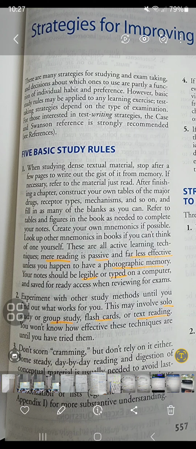These are all active learning techniques. Mere reading is passive and far less effective unless you happen to have a photographic memory. Your notes should be legible or typed on a computer and saved for ready access when reviewing for exams.